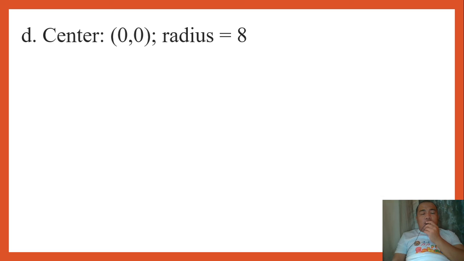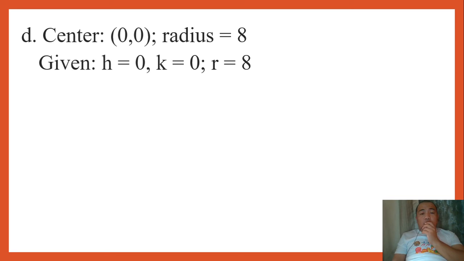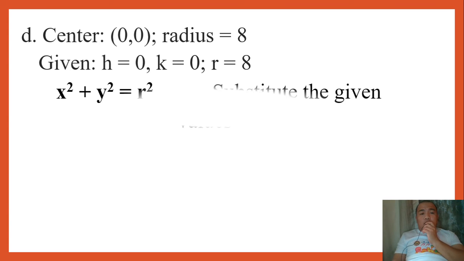How about if the center is at the origin and the radius is 8? So that means h equals 0, k equals 0, r equals 8. So instead of using the standard form of the equation of a circle, (x minus h) quantity squared plus (y minus k) quantity squared equals r squared, we will use x squared plus y squared equals r squared. Yan ang gagamitin natin whenever the center is at the origin.